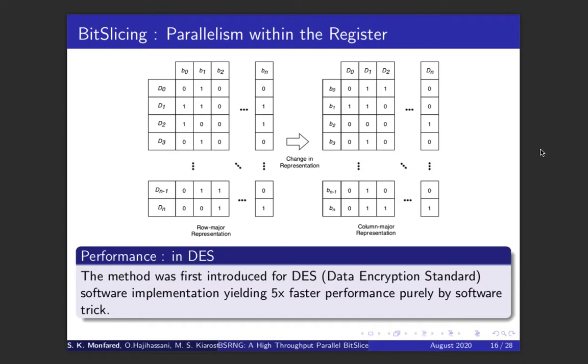It was first introduced for the Data Encryption Standard by Eli Biham, I think around 1998 or something like that. And by this simple software trick, the authors were successfully able to speed up the DES brute force by 5 folds. It was a really, really amazing idea.